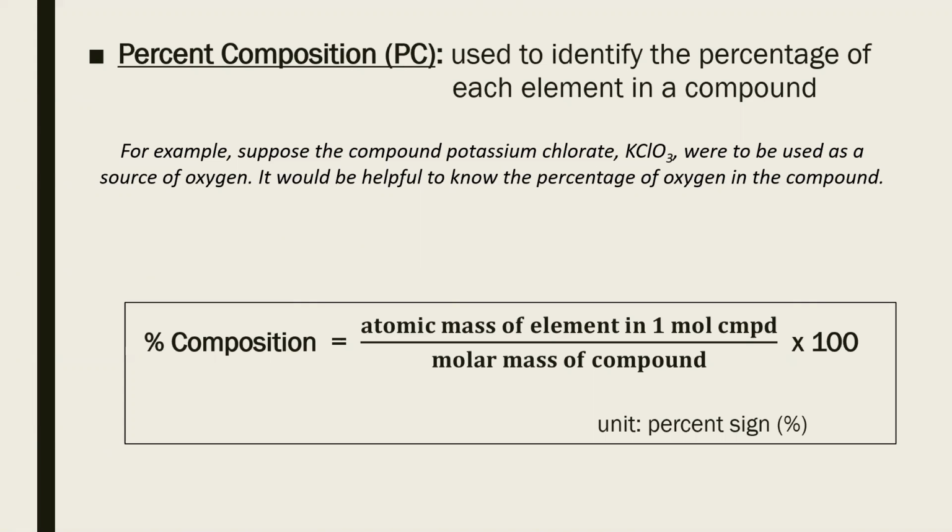So percent composition is equal to the atomic mass of one element in 1 mole of that compound divided by the molar mass of the compound times 100. It sounds complicated, it's not. The good news is there is no stoichiometry or balancing of equations. So you're going to break from that for a little bit. The unit for percent composition is just the percent sign.